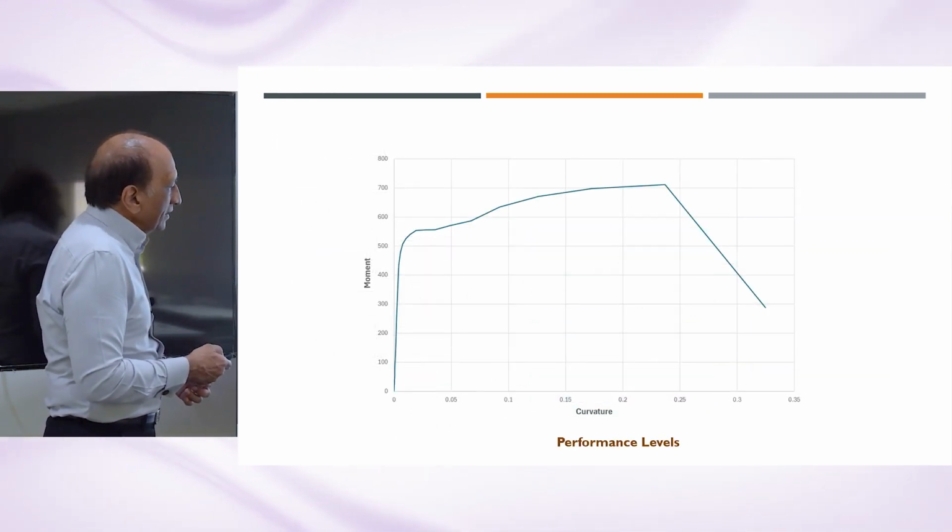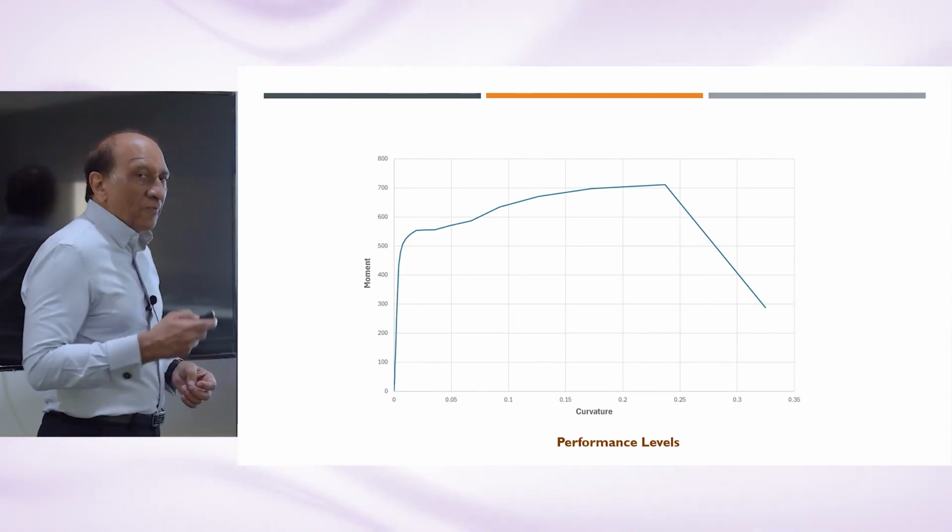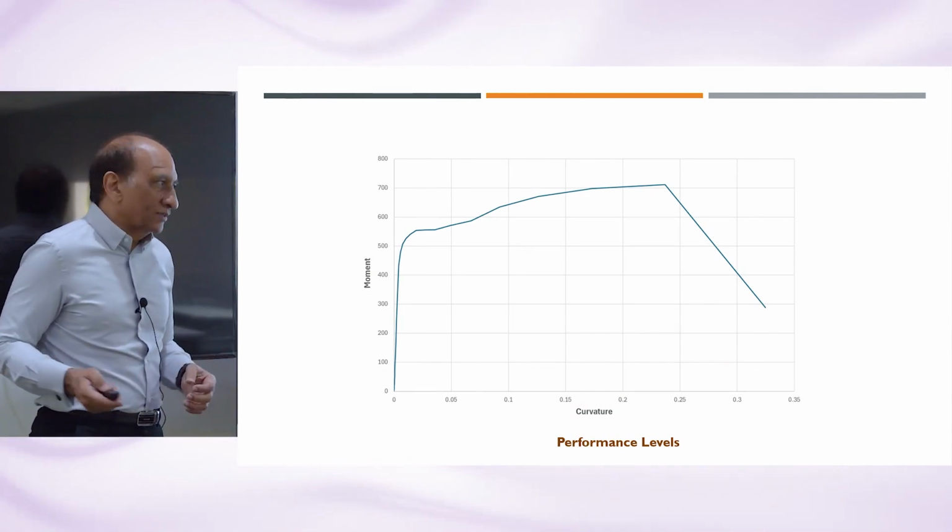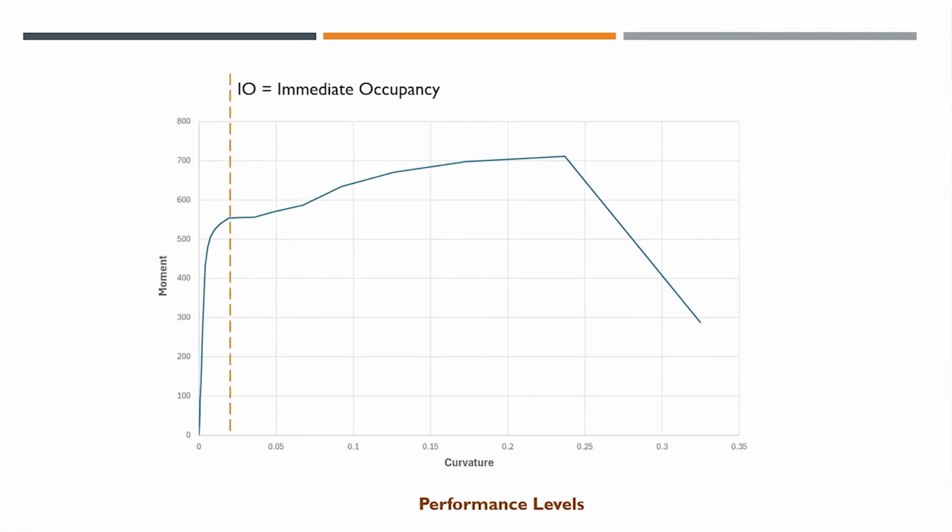Now, let's come back. Performance level. In the performance-based design, which we have talked about a lot in other talks, the important things are these values on deformation. So we can draw a line and say, okay, this is the immediate occupancy level curvature or deformation. This is the life safety level. That is the collapse prevention level.